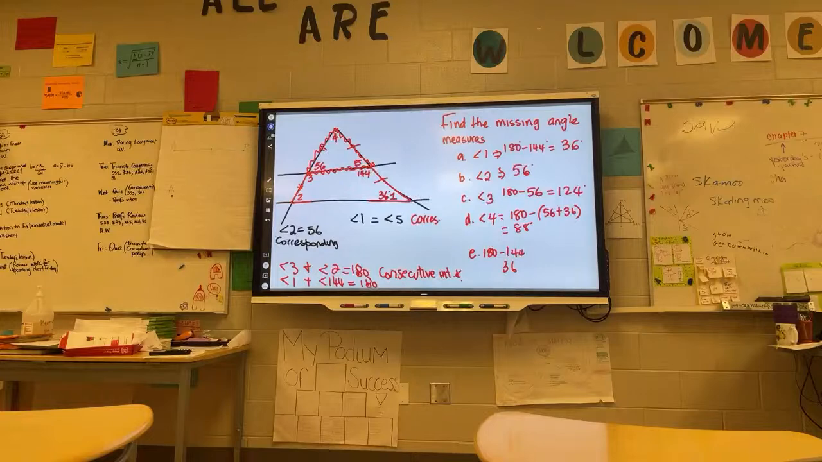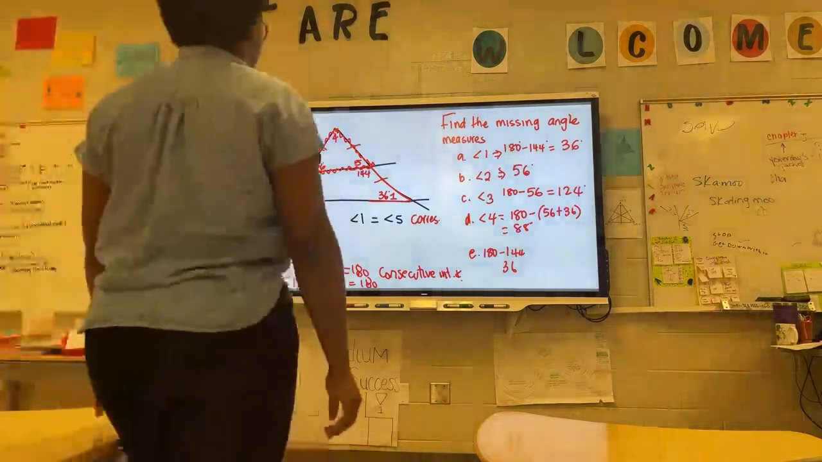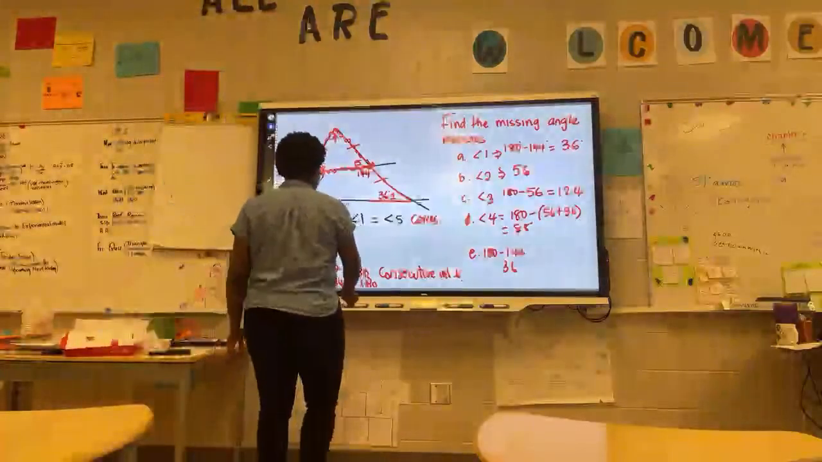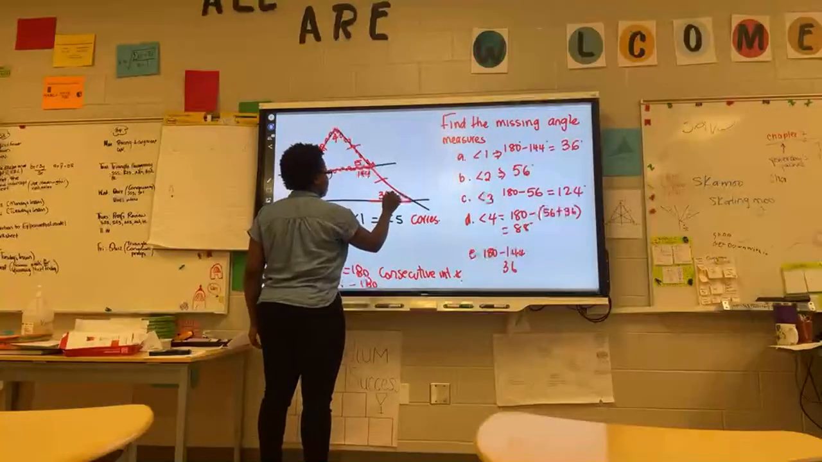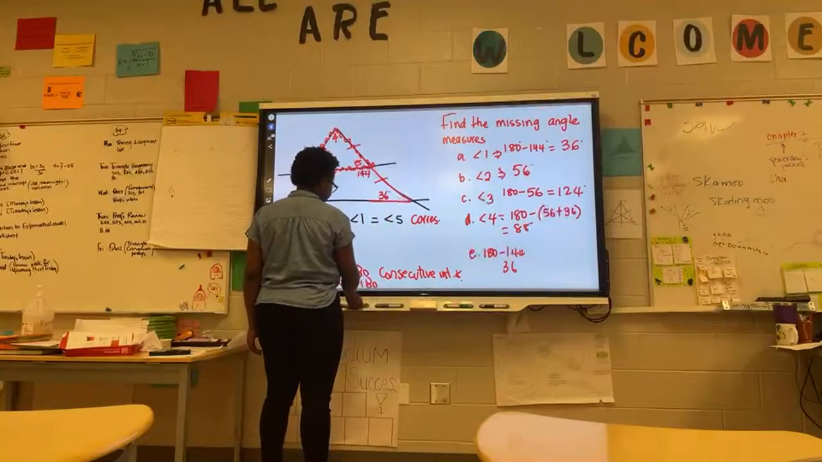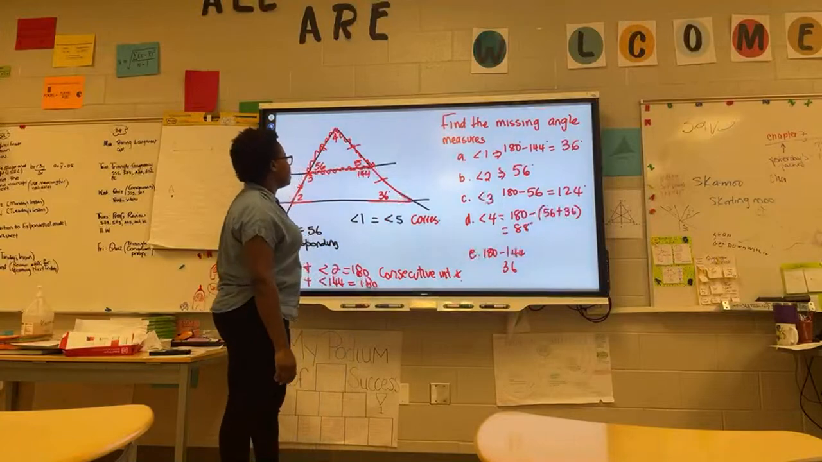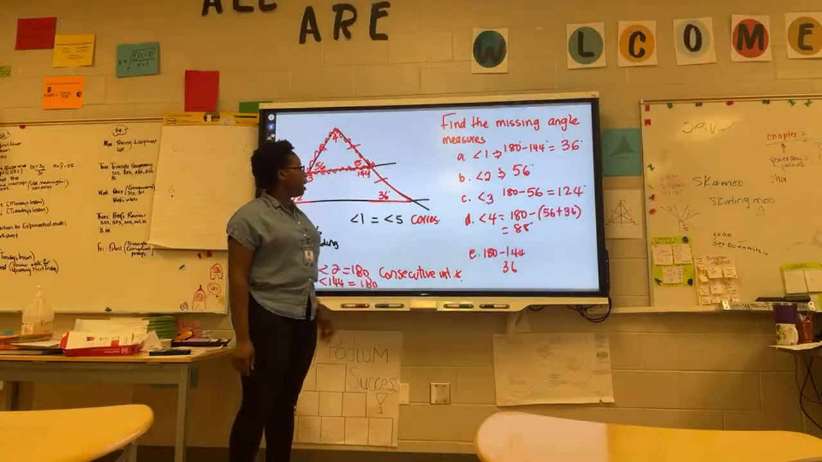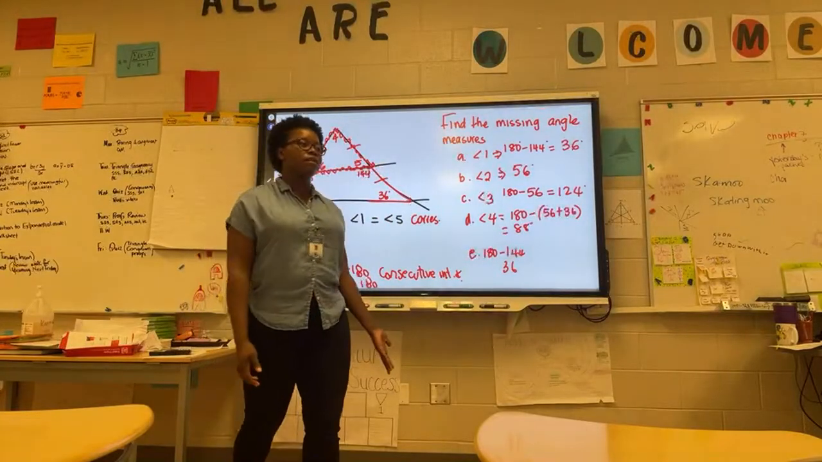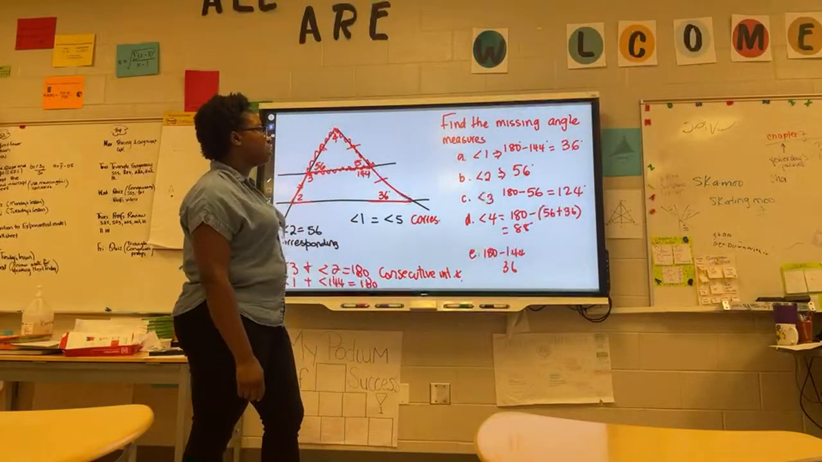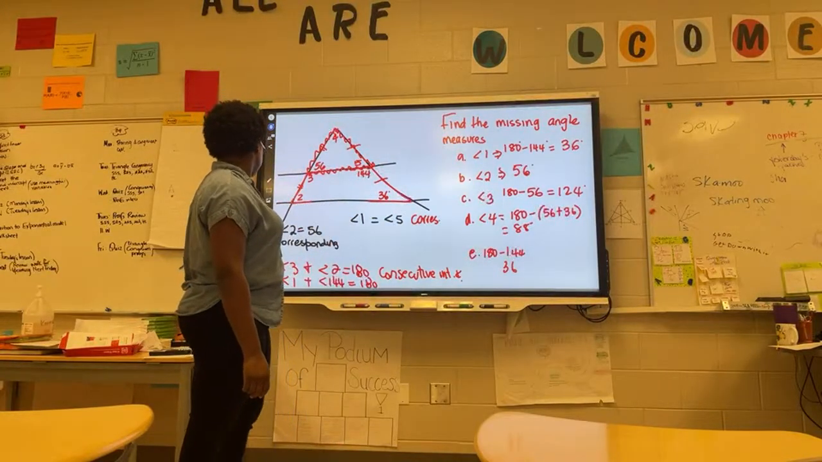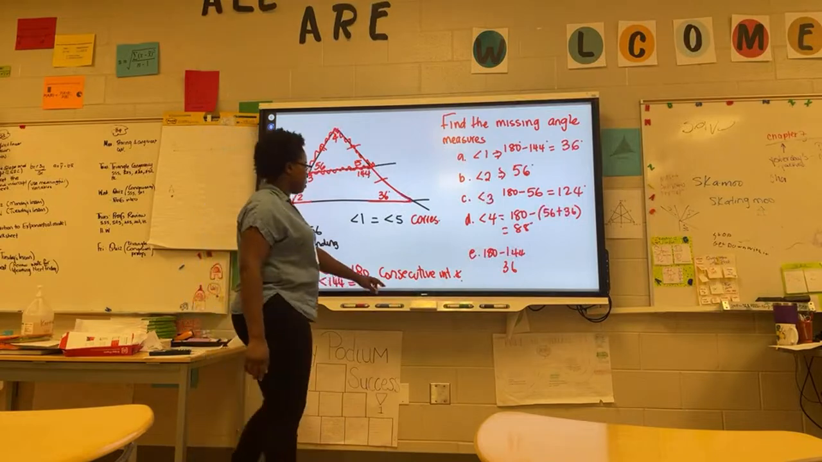So always remember the concept of parallel and transversal lines when you're going to find the measure of whatever angle you have missing. Once you remember the concept, you can always extend your triangle to look like your transversal when you're basically going to be working this.